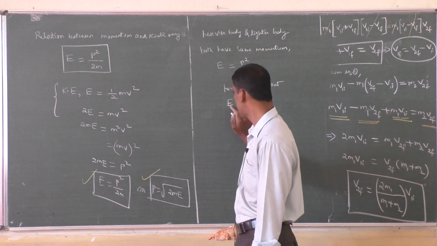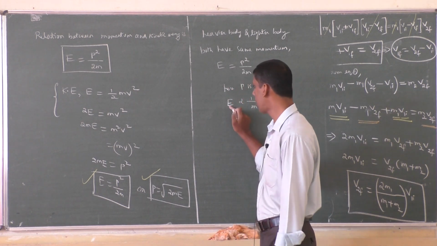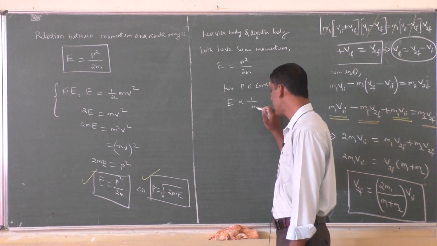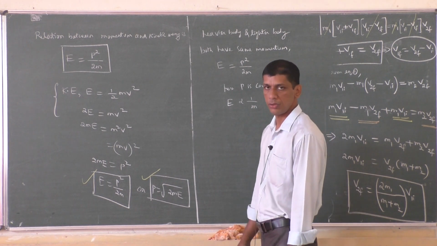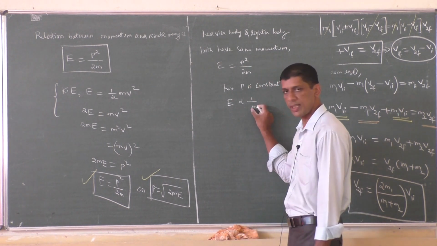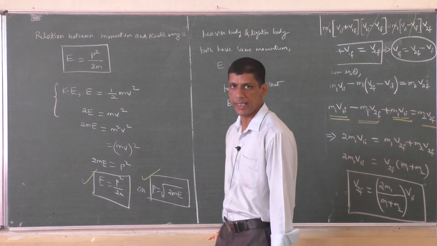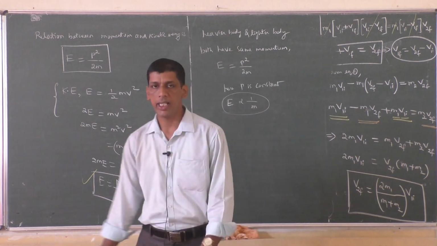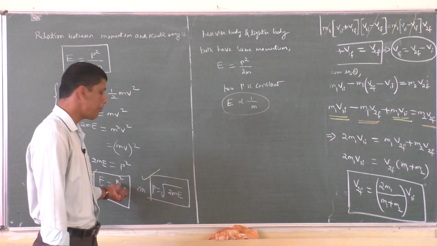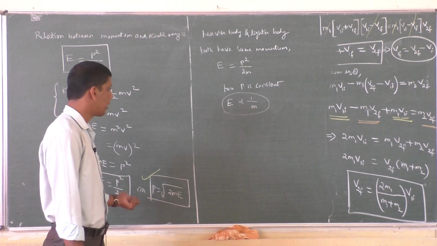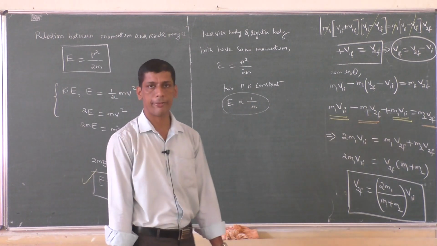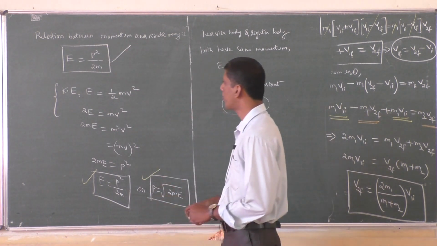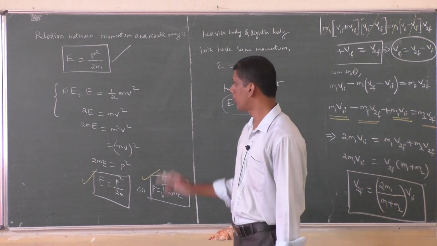Then that body's kinetic energy will be less, because if the denominator is more, the answer you get is smaller. Therefore if the denominator value is less, then the kinetic energy is high. So we can say that the lighter body has less mass and hence the lighter body will have more kinetic energy. So in this question, if the heavier body and lighter body both have the same momentum, then the lighter body will have the greater kinetic energy. So for that you need to remember the formula E is equal to p square by 2m clearly.